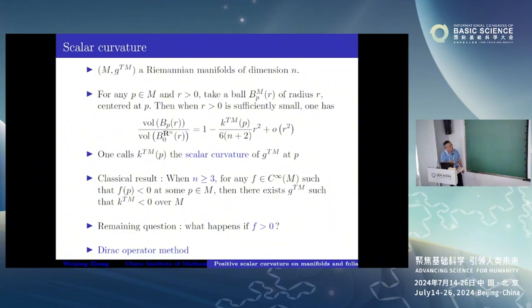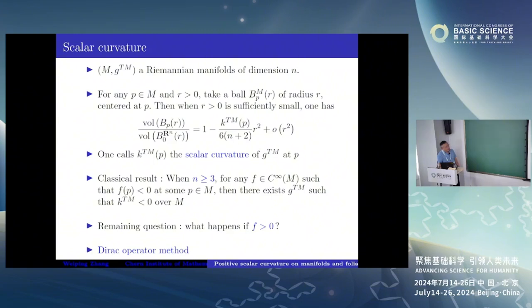So this is the volume of this ball on the manifold, and this is the volume of the standard ball in Euclidean space with the same radius and center at the origin. When R tends to 0, there is an asymptotic formula which determines this number for any point. So this number is defined for any point, which defines a function on the manifold. It's called the scalar curvature associated to this metric. In some sense, it is the weakest invariant associated to the metric, and it reflects how curved the manifold is.